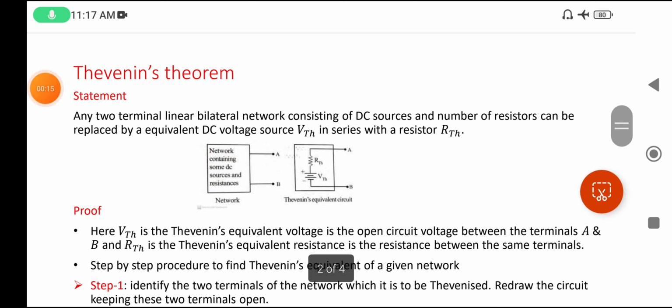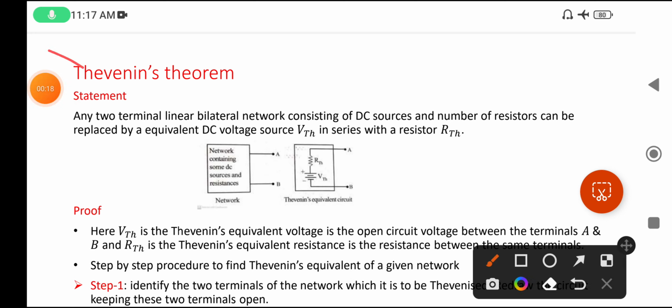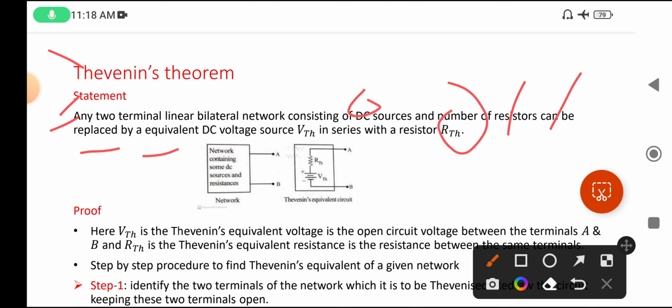Today's topic is an important topic, that is Thevenin's theorem. What is Thevenin's theorem? Its statement is: any two terminal linear bilateral network consisting of DC sources and a number of resistors can be replaced by an equivalent DC voltage source V Thevenin in series with a resistor R Thevenin. So this is the statement.